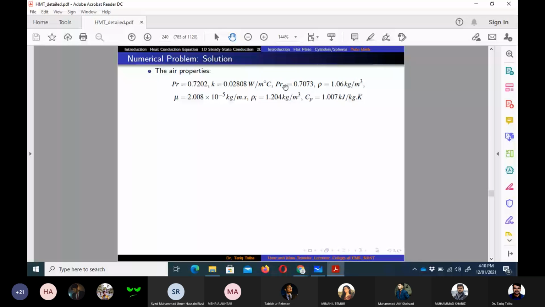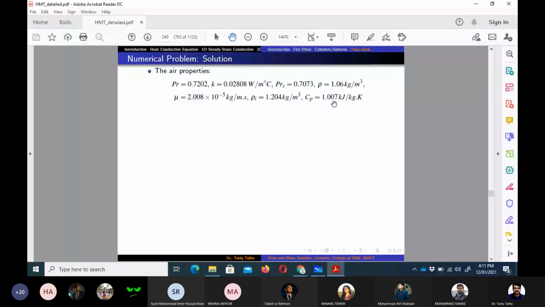This Prandtl number 0.7202 is determined at T infinity, and 0.7073 is determined at the surface temperature of the tube, which is 120 degrees centigrade. Rho is 1.204 kilogram per meter cube. Mu is given as 2.008 into 10 to the power minus 5. Cp is 1.007 kilojoules, so 1007 joule per kg Kelvin. Any query? Okay, maybe not.